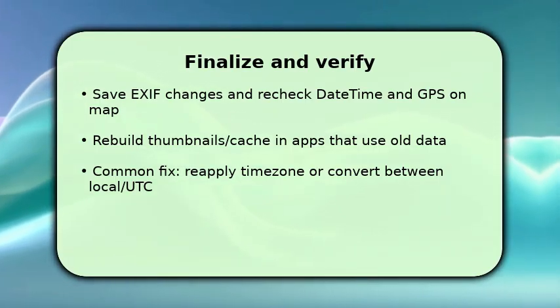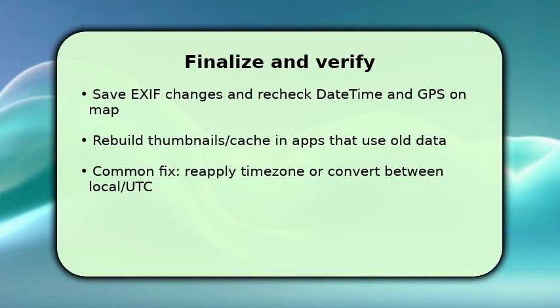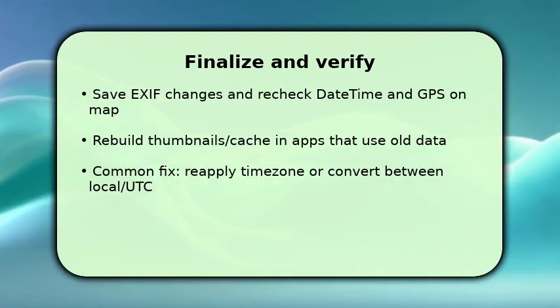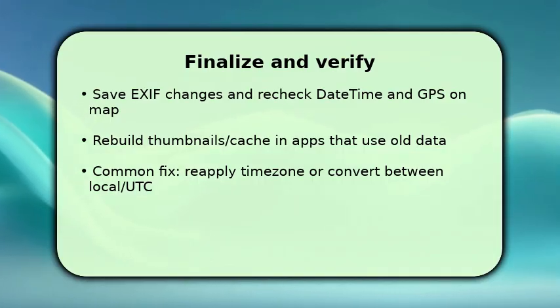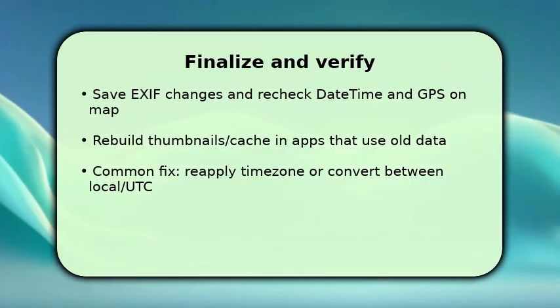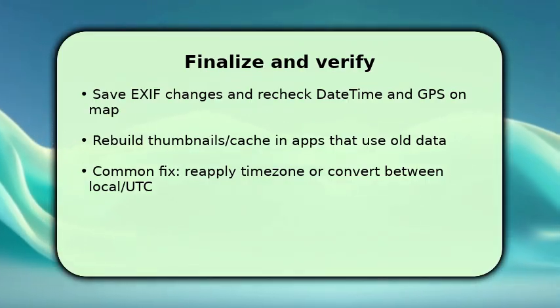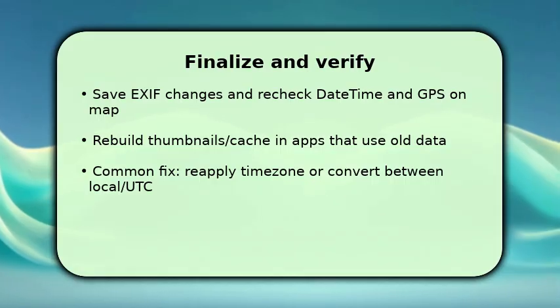Once done, clear app caches or rebuild thumbnails so old metadata isn't shown. If things went wrong, reopen the EXIF editor and reapply the correct time zone conversion or a different bulk shift. That solves most ordering or map placement errors. If GPS still looks off, confirm device lat/long precision or re-export from your GPS log.